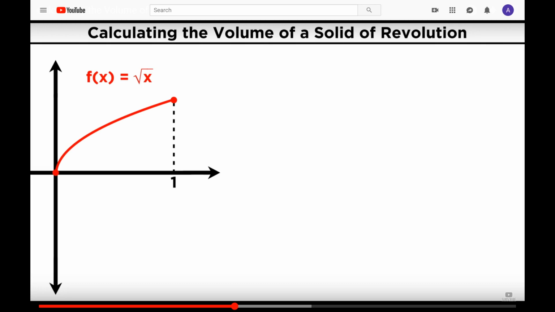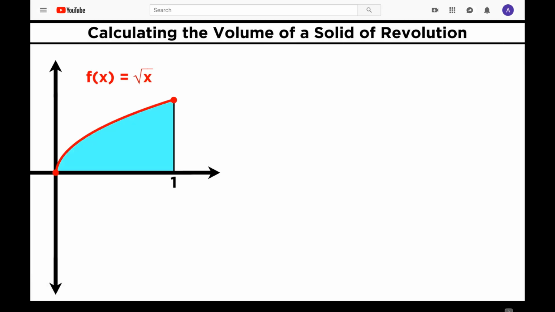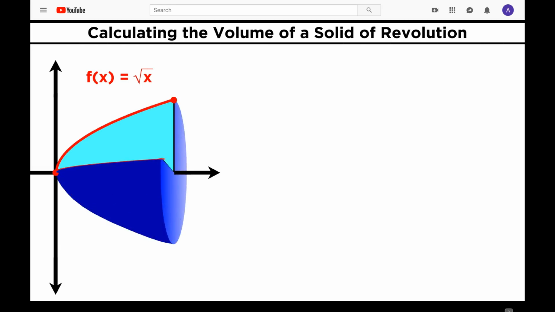So, take something like root x from 0 to 1. Let's fill in this area between the curve and the x-axis. Okay, watch this. Now imagine grabbing this little piece with your hand and rotating it 360 degrees around the x-axis so that it never leaves. Do you see what happens? And we see that's what you need to find the volume of.